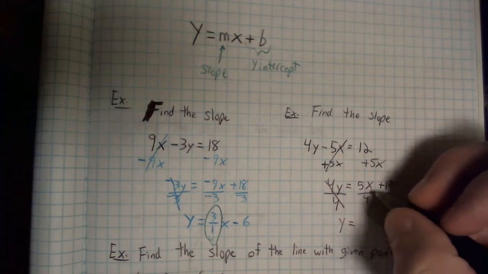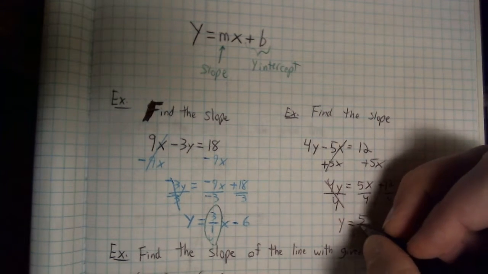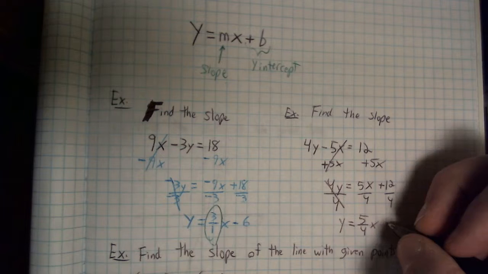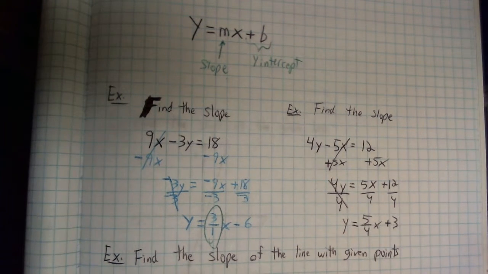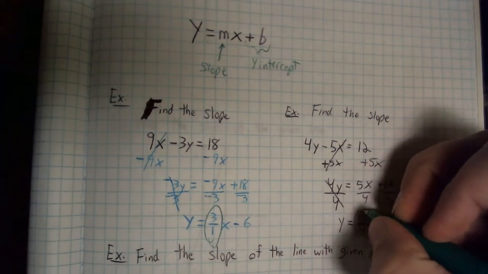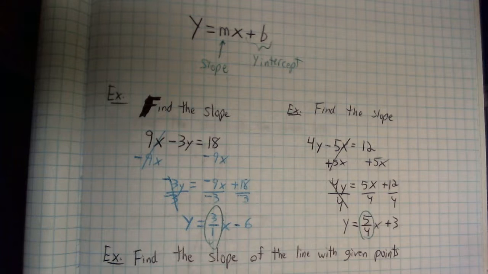That leaves me with y equals 5 over 4x. 12 divided by 4 is positive 3. But we're only concerned with the slope at the moment, and that happens to be 5 over 4 for this particular problem. How'd you do? I'm sure that you guys are going to get this.